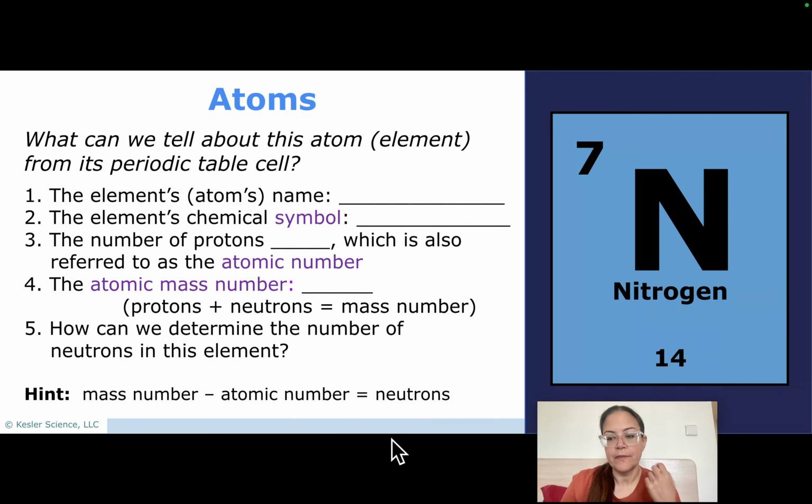So we can tell the element's name. It always has the name here. So this element is named nitrogen. It's a gas. It's the most common gas in the atmosphere. You breathe it in constantly every day.